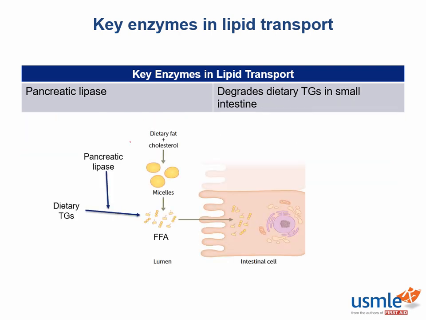Now, pancreatic lipase works within the intestine to convert dietary triglycerides into free fatty acids for absorption. And an important point to note here is that all lipases degrade triglycerides into free fatty acids, whether this be within the intestine, within the adipocyte, or within the plasma.